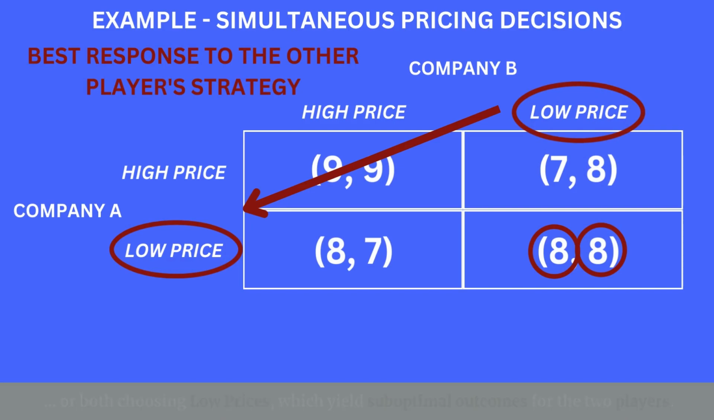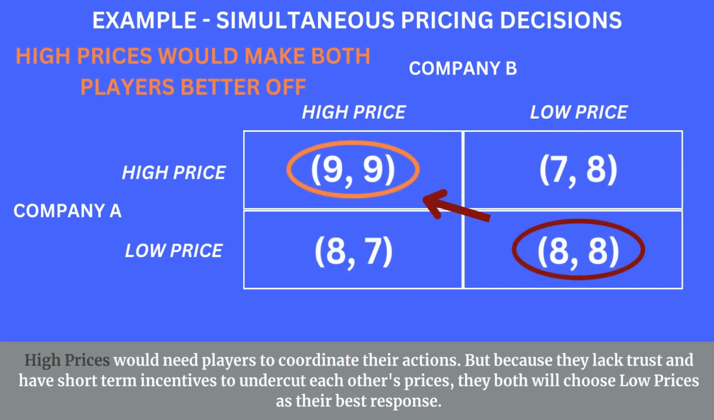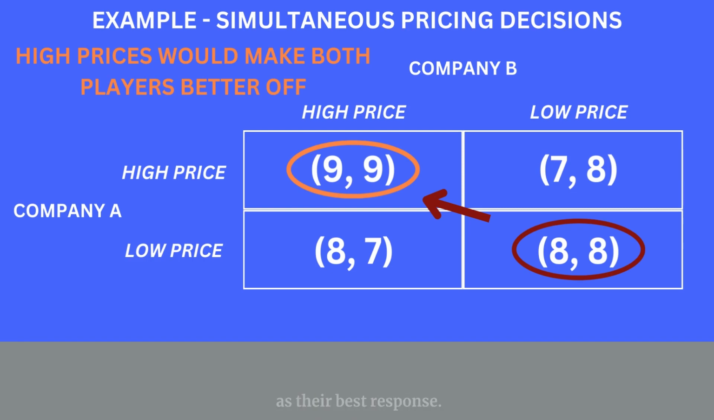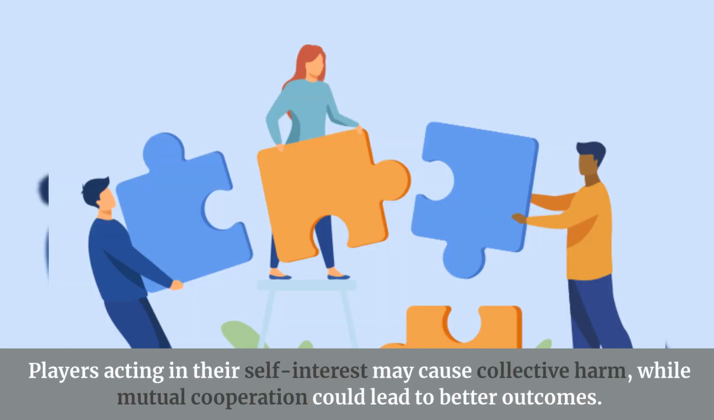High prices would need players to coordinate their actions. But because they lack trust and have short-term incentives to undercut each other's prices, they both will choose low prices as their best response. Players acting in their self-interest may cause collective harm, while mutual cooperation could lead to better outcomes.